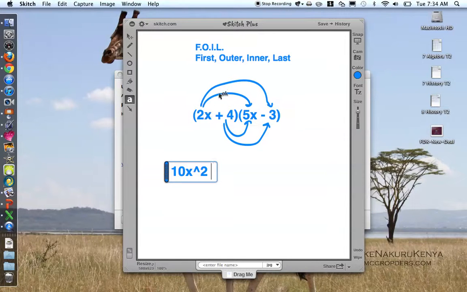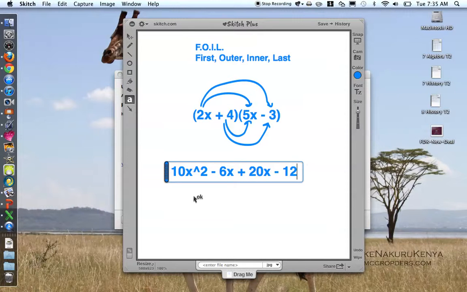And then we do 2x times negative 3. 2x times negative 3 is minus 6x. So minus 6x. Then we'll do the inner terms. 4 times 5x is positive 20x. And then we'll do the last term, 4 times negative 3. 4 times negative 3 is minus 12. So there are my four terms, the F for first, the O for outers, the I for inners, and the L for last: 10x squared minus 6x plus 20x minus 12.